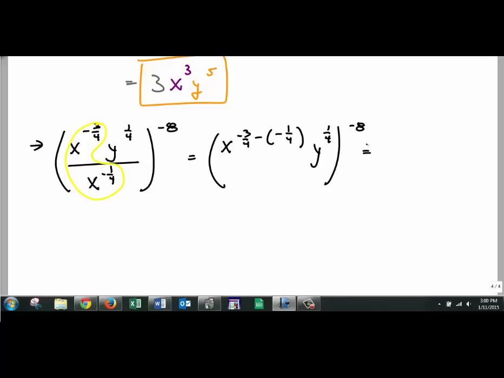Well, minus a negative is the same as a positive. Negative 3/4 plus 1/4 is a negative 2/4. So this is x to the negative 2/4, y to the 1/4, all to the negative 8. And of course, negative 2/4 is the same as negative 1/2. And then I can take the negative 8 and distribute it.